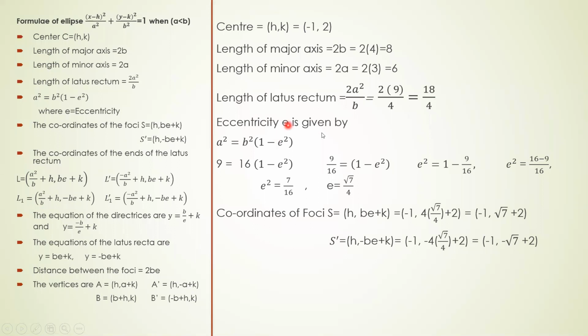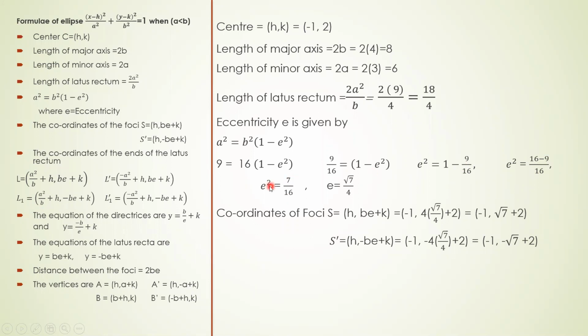Then eccentricity e is given by a square is equal to b square into bracket 1 minus e square. Just substitute the a square value, which is 9. The b square value is 16. So 9 is equal to 16 into bracket 1 minus e square. Taking it to the other side, it will become 9 divided by 16 is equal to 1 minus e square. So e square, you take it to the other side, and 9 by 16 to the right-hand side. So it will be 1 minus 9 divided by 16. Taking LCM, 16 will be the LCM. When you take LCM, it will be 16 minus 9 divided by 16. 16 minus 9 is 7, divided by 16.